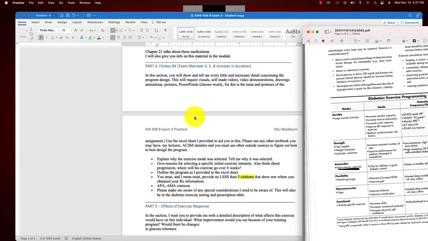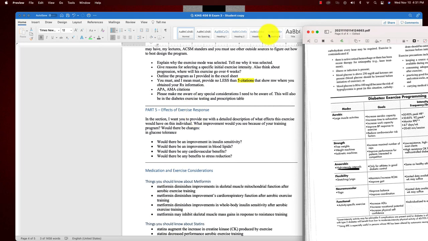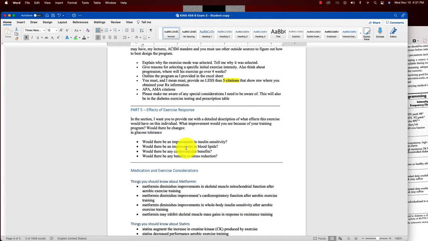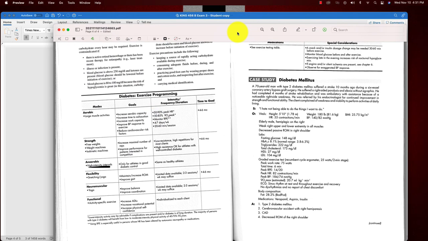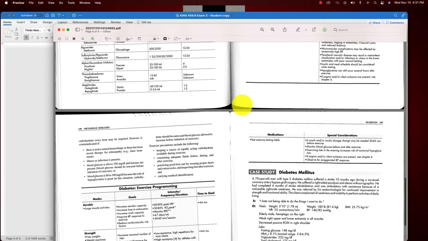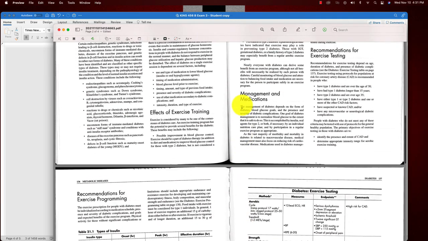What do we think is going to happen? What are the effects of exercise here? Will there be an improvement of insulin sensitivity? Will there be an improvement in blood lipids? Will there be an improvement in cardiovascular fitness? Well, if we look at our handy dandy little sheet here, look at this. What are the effects of exercise training? It's right there for you.